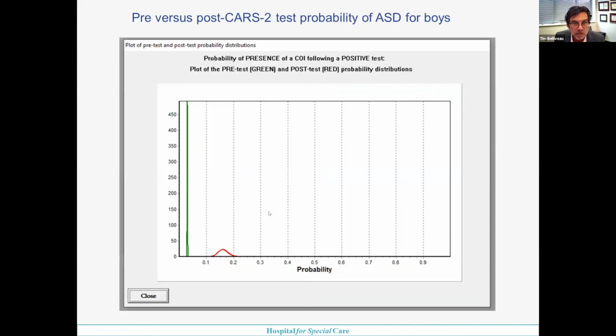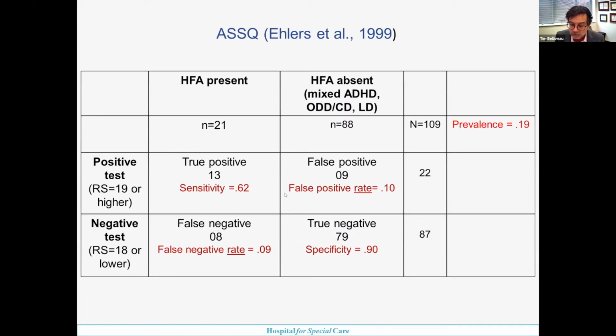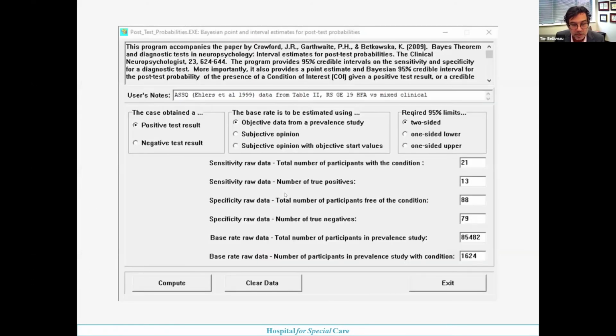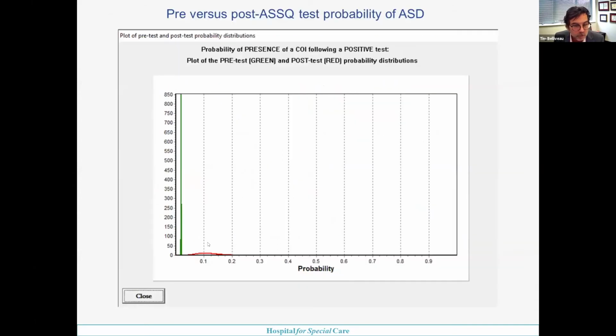We can also look at the likelihood of autism with another questionnaire, the Autism Syndrome Screening Questionnaire. We refer to their manual for the same type of information, put that data in, and we see again in this case the post-test probability is 0.114, which moves our needle over somewhat, but perhaps not as much as many people might expect given their clinical practice.